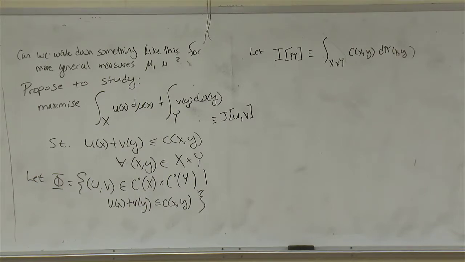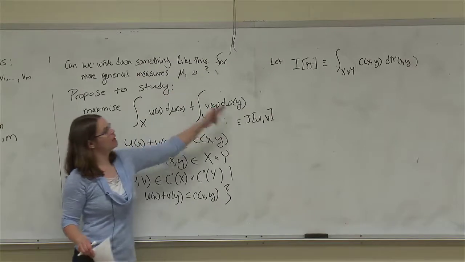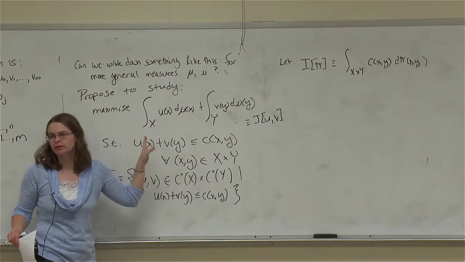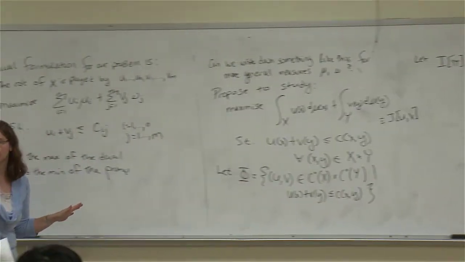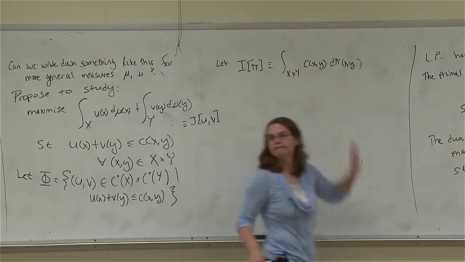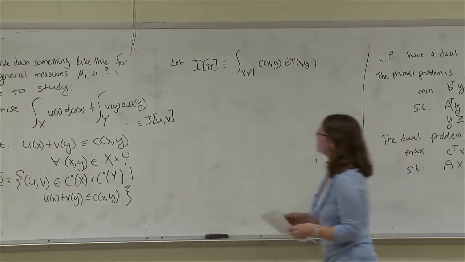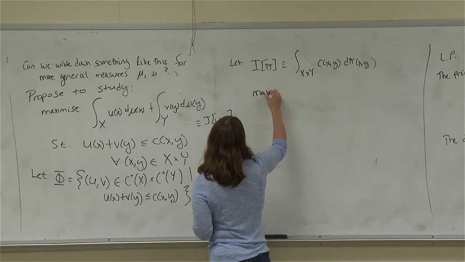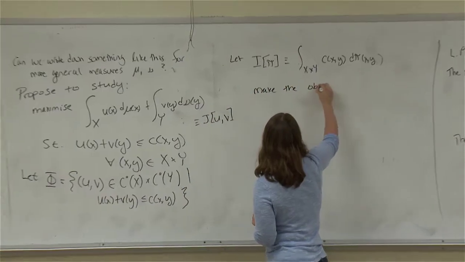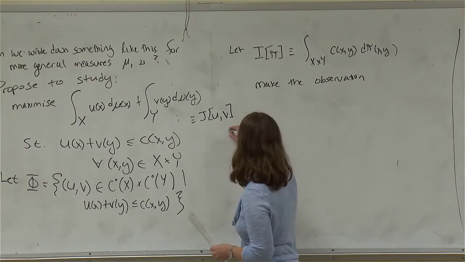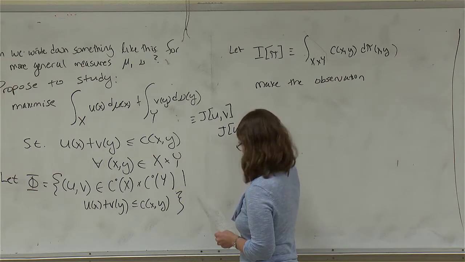Okay, so one thing I claimed is that we're hoping that the value of this, that I'm trying to maximize, the objective function for my dual problem, provides a bound on the optimal value from my primal problem. So let's check. Let's make this observation. Let's just start with this thing, J of u, v, which we wrote down.